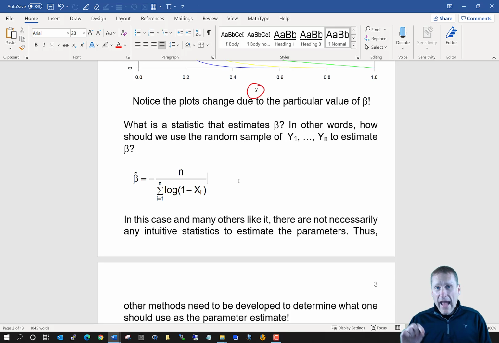And this is what one can come up with for that estimate for beta. We put a hat on top of beta to say that this is an estimate. That estimate is negative n over the sum from i equal 1 to n of the natural log of 1 minus y sub i. Just from looking at the plots or the PDF itself, I don't think any of us would have thought that would be a nice estimator to use. But in fact, it is. As we will talk about shortly, this ends up being a maximum likelihood estimator for beta.